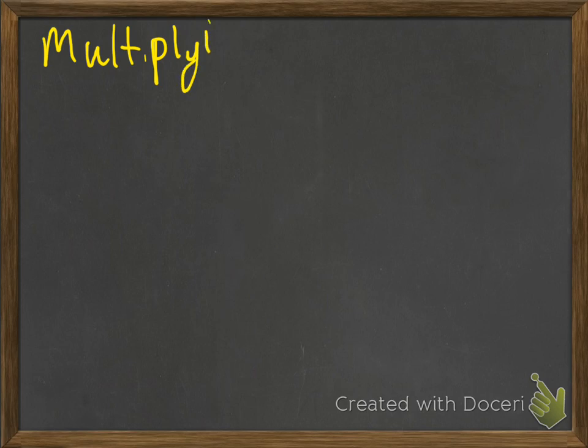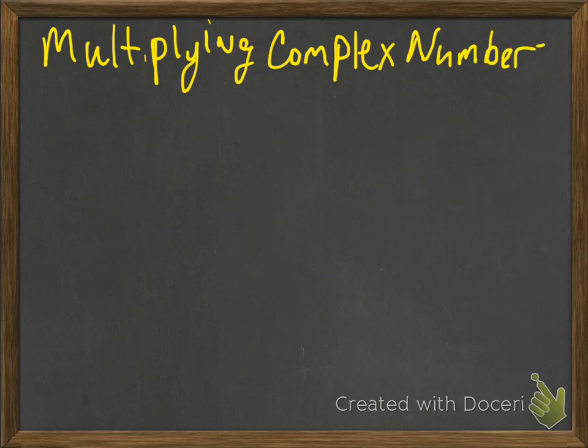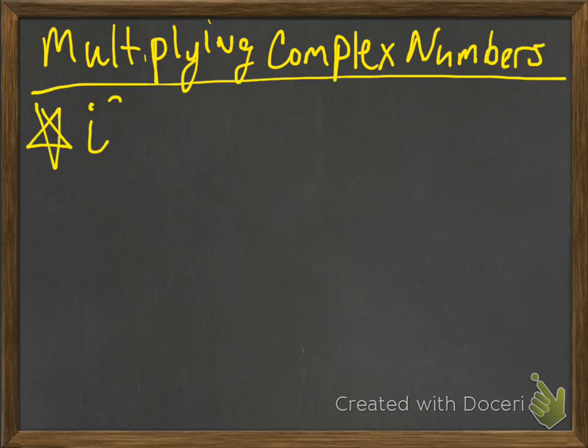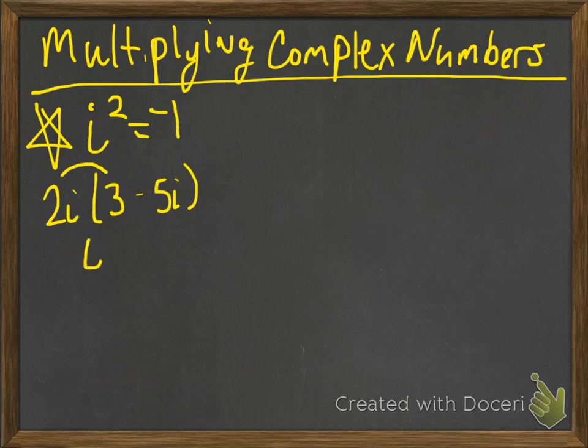All right, now let's get to multiplying. This is when we start having to be a little bit more careful. Okay, multiplying complex numbers. The key to this is you've got to remember that i squared is equal to negative 1. Okay, so keep that in mind. And the reason why is because when I say the square root of negative 1 squared, the square and the square root cancel each other out, leaving you negative 1.